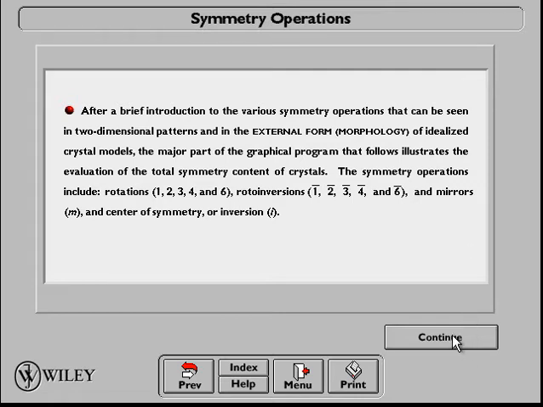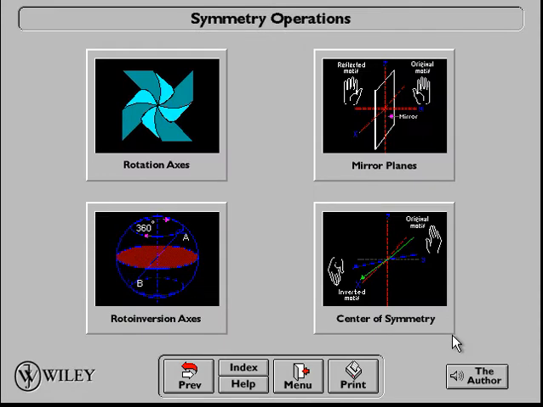Now we are pressing our continue button. In the first example, we are talking about rotation axes. In the second example, I have some examples about the mirror planes. The third one, we will discuss roto-inversion axes, and number 4 deals with the center of symmetry. So now we are starting with the easiest one, that is the rotation axis.